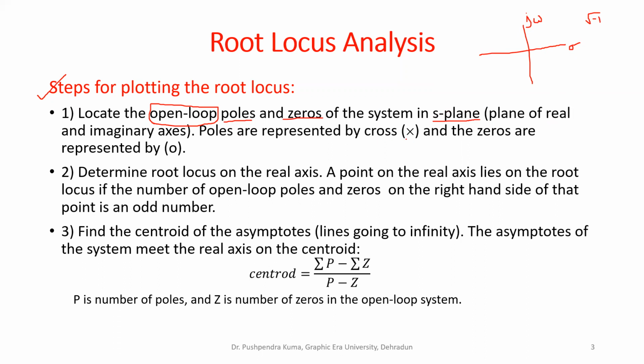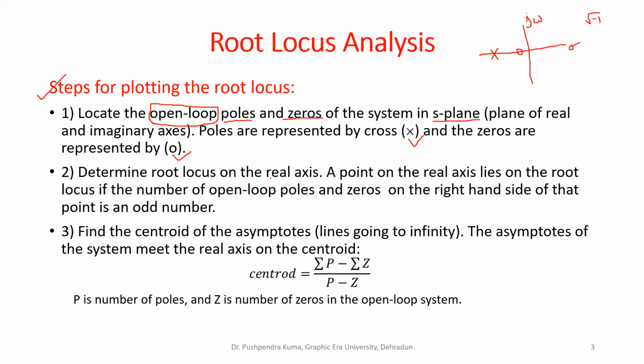Poles are generally represented by a cross sign, and zeros are represented by a small circle. You know this very well, we have already discussed it. So this is the first step: you locate all the open loop poles and zeros. If you have one or more poles, you just locate those open loop poles.